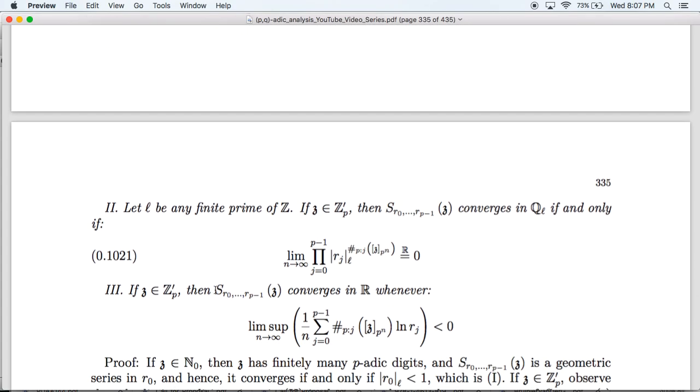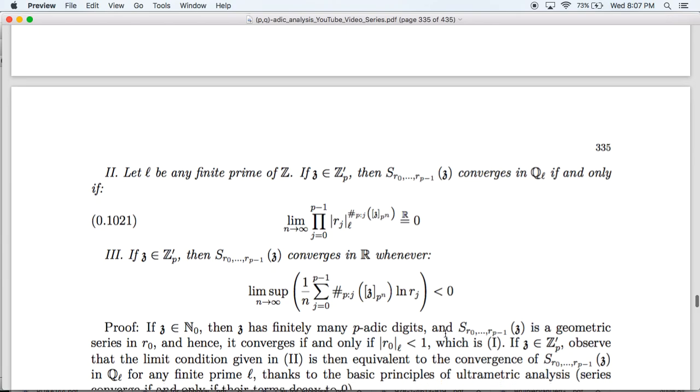And additionally, if z has infinitely many non-zero digits, then a sufficient but not necessarily necessary condition for this to converge in the reals is if the lim sup of 1 over n times the weighted sum here is going to be less than 0.